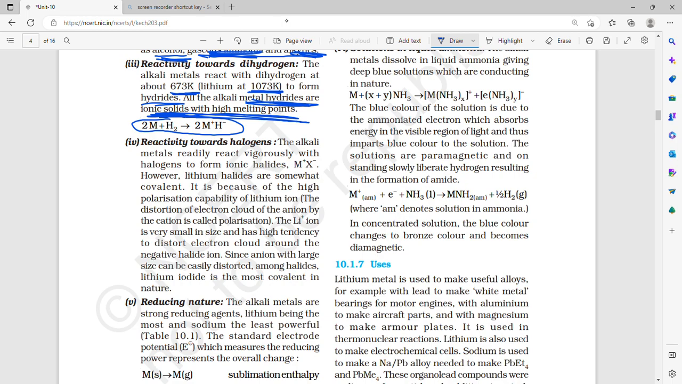Then reactivity towards halogens. The alkali metals readily react vigorously with halogens to form ionic halides, M+ X-. However, lithium halides are somewhat covalent. This is because of the high polarization capability of the lithium ion. The distortion of the electron cloud of the anion by the cation is called polarization.